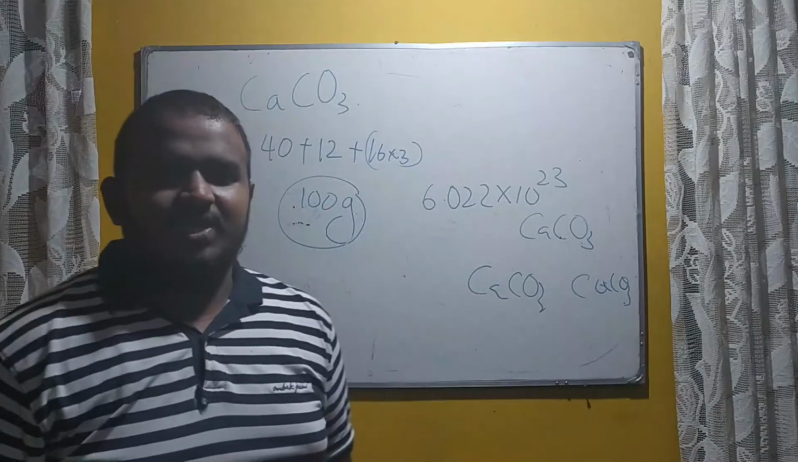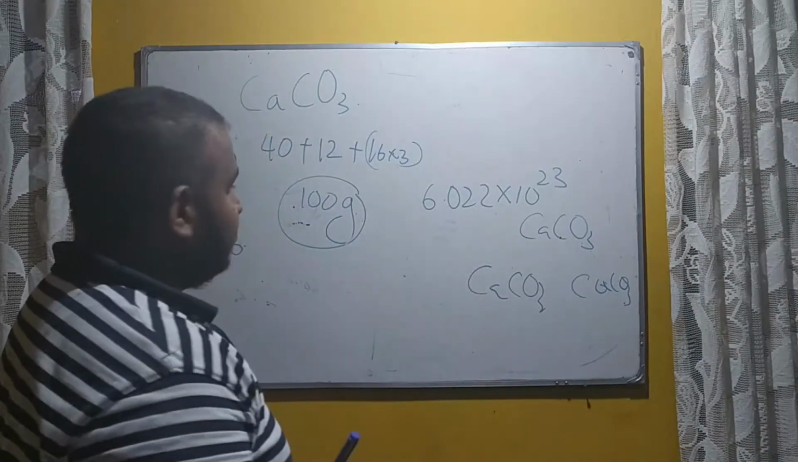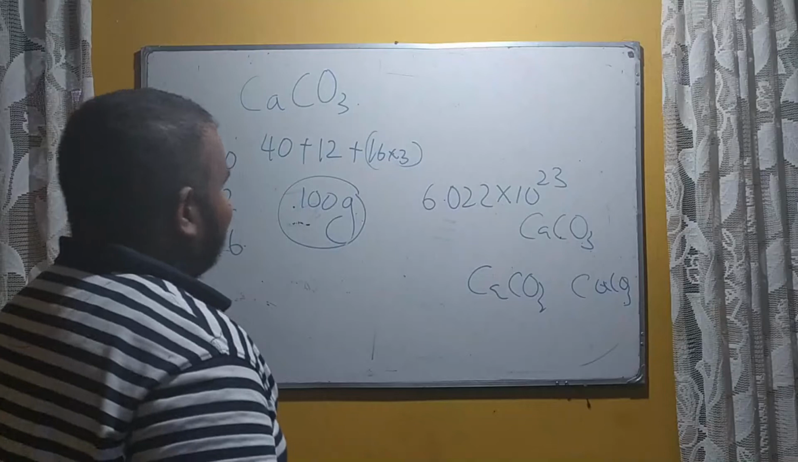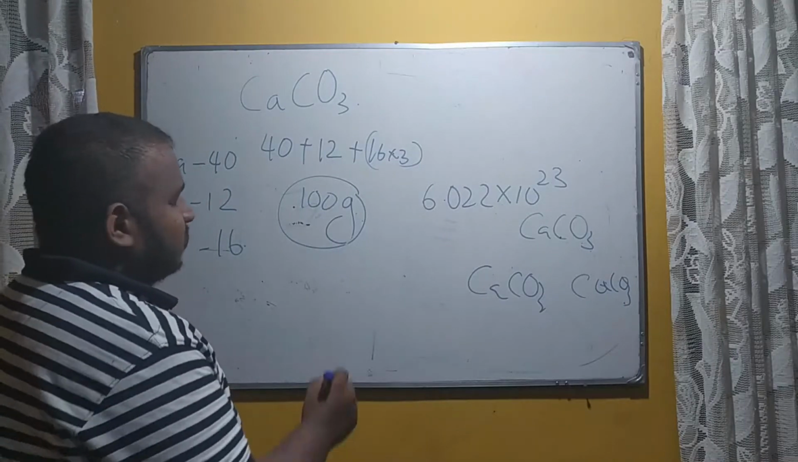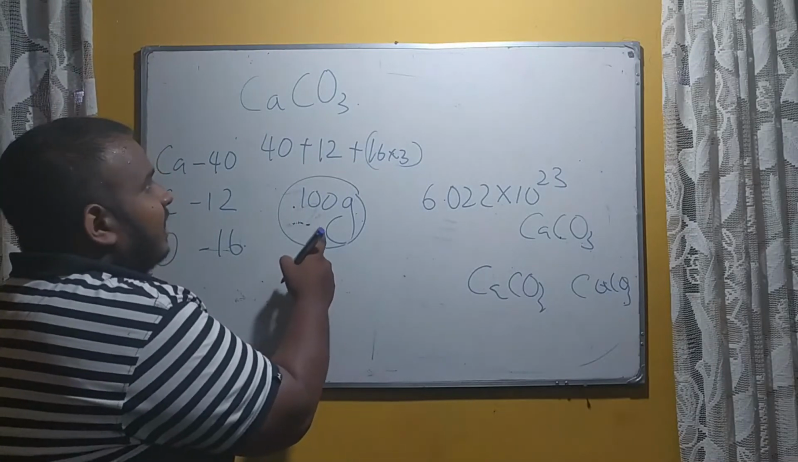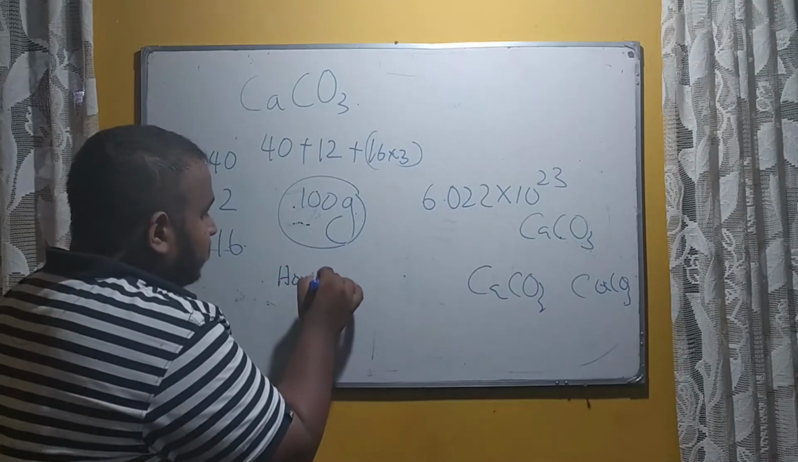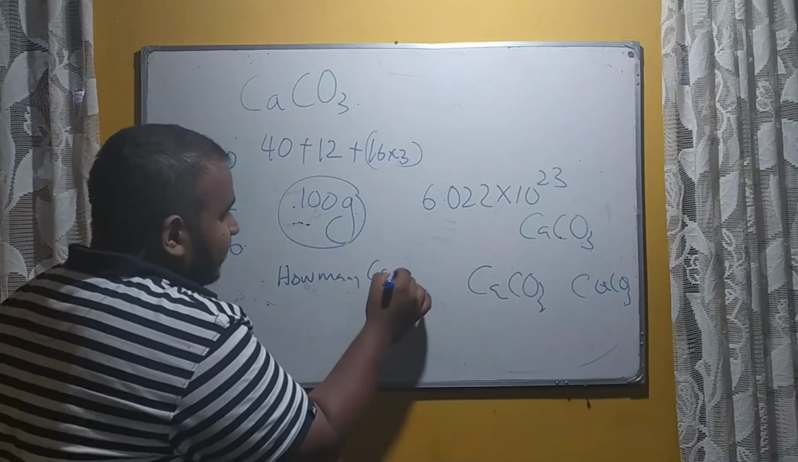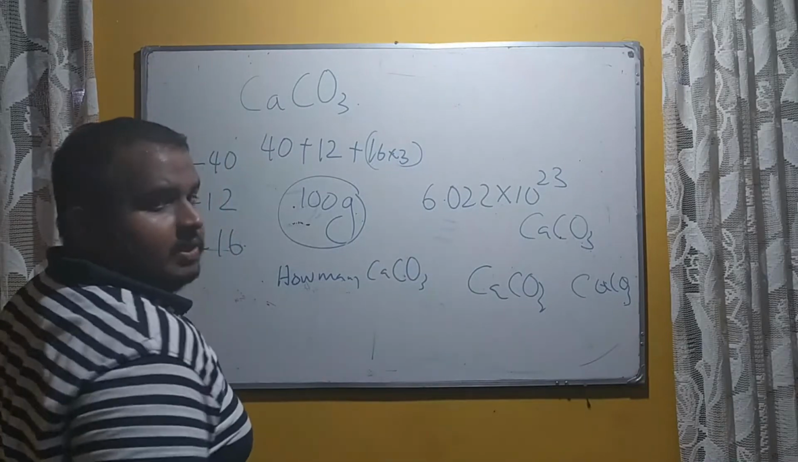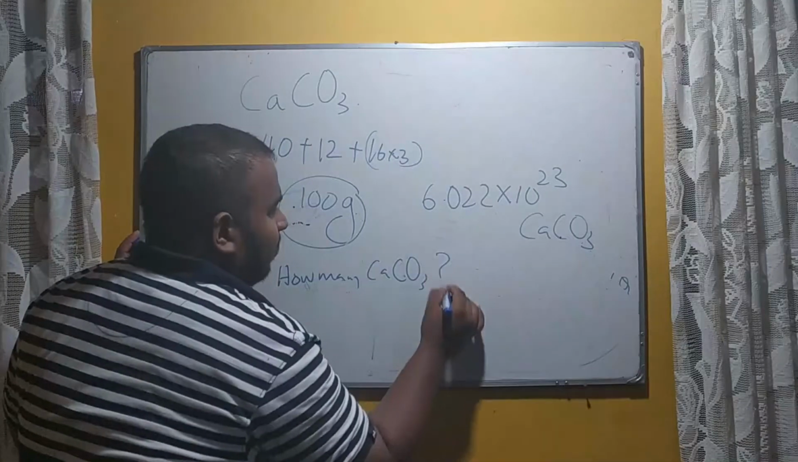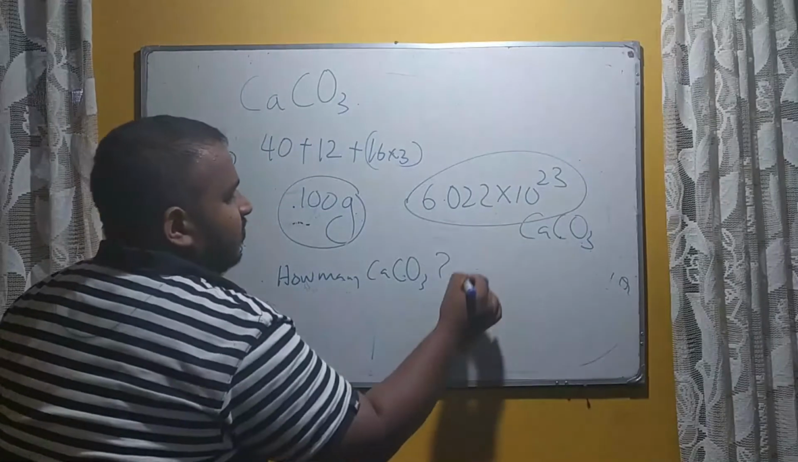That is the point. Now, in the question, how do they ask you? They will ask, in 100 grams of calcium carbonate, how many calcium carbonate compounds will there be? So you all know how much it is: 6.02 × 10^23.